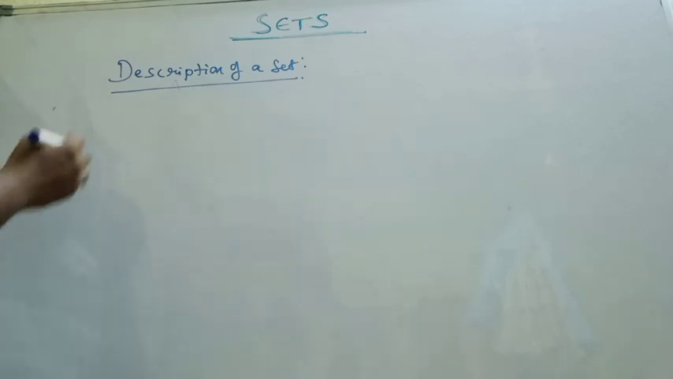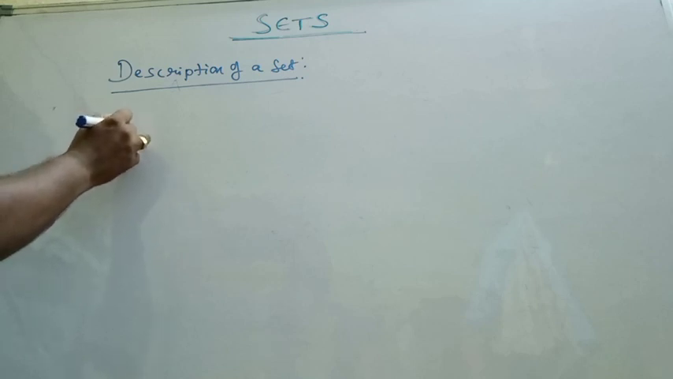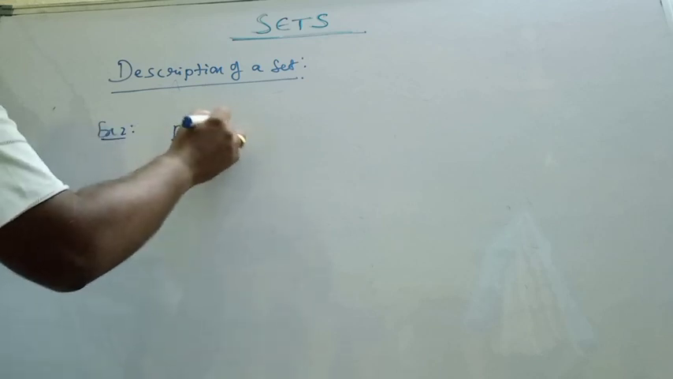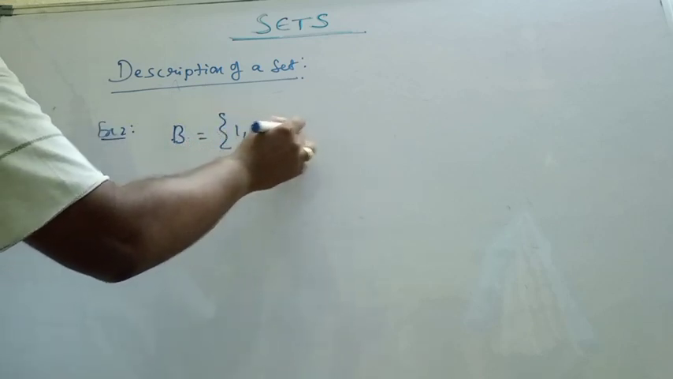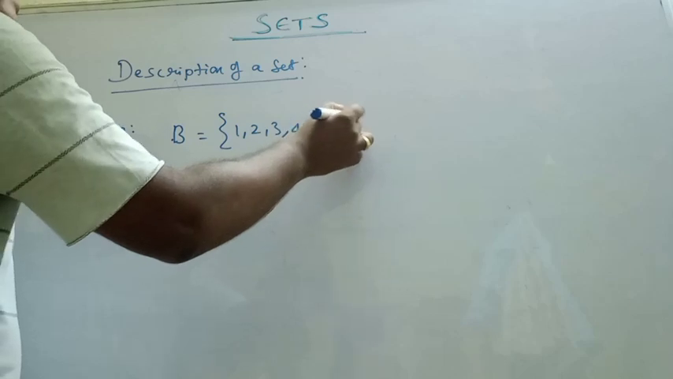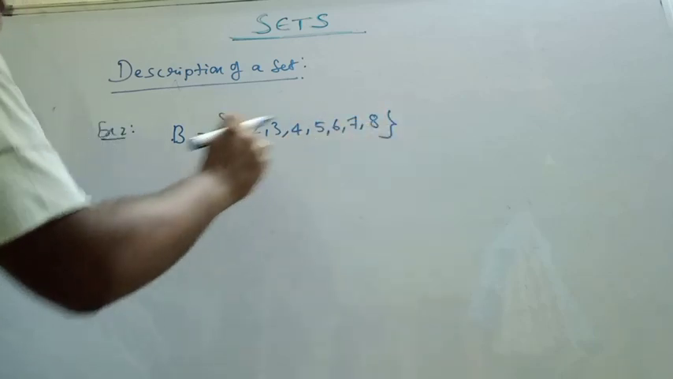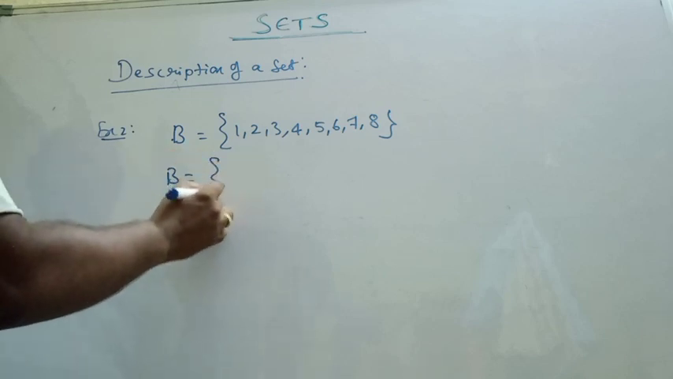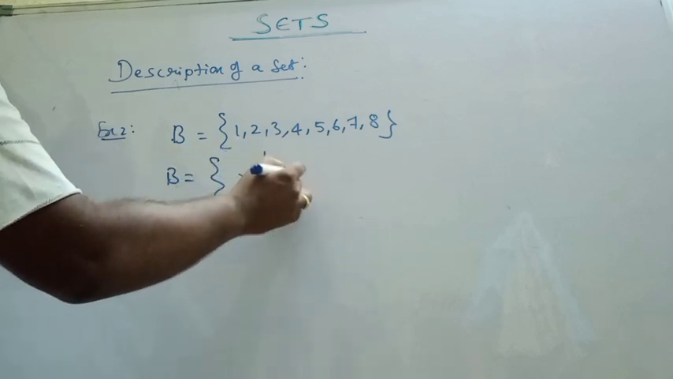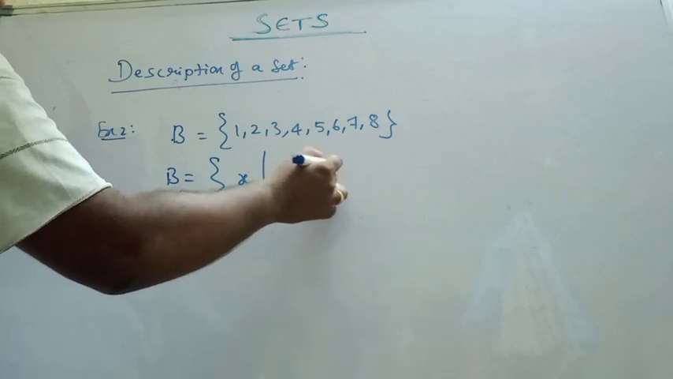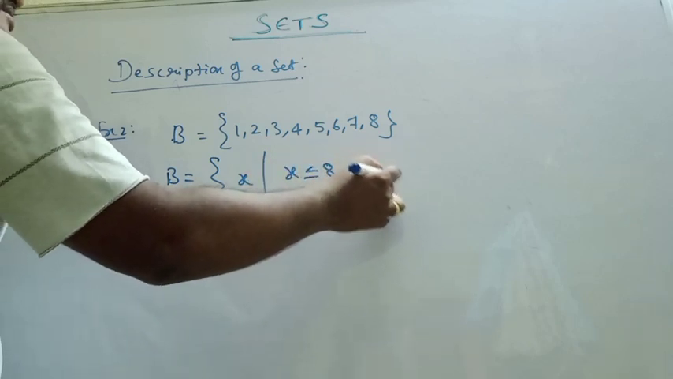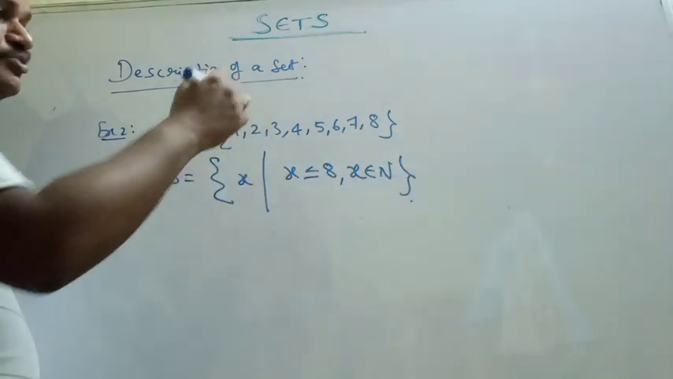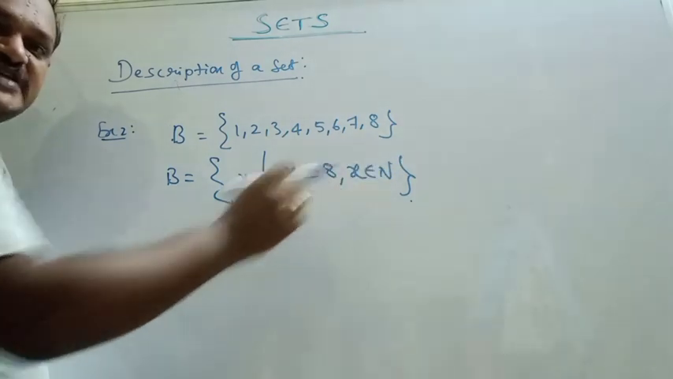Now let us take one more example, my dear students. Example 2. Let us write set B. We represent it with a capital letter, and this is equal to 1, 2, 3, 4, 5, 6, 7, 8. This is the roster form or tabular form. Now the same thing we can write in set builder form. How am I going to write that? x such that x is less than or equal to 8, where x is a natural number. See how we wrote it? x belongs to natural numbers. Belongs to means that the element belongs to that set.